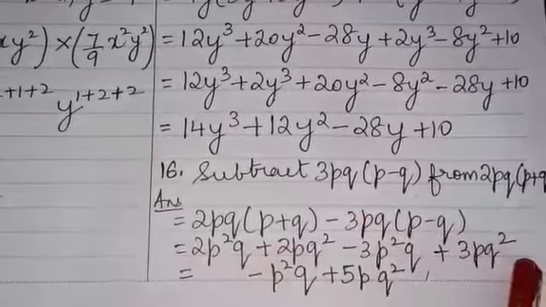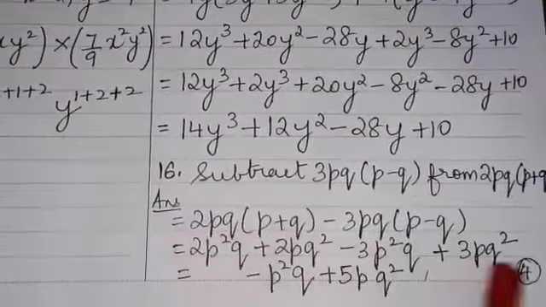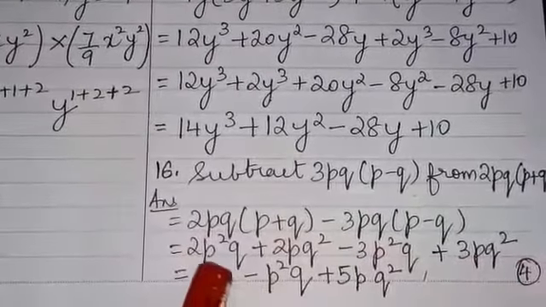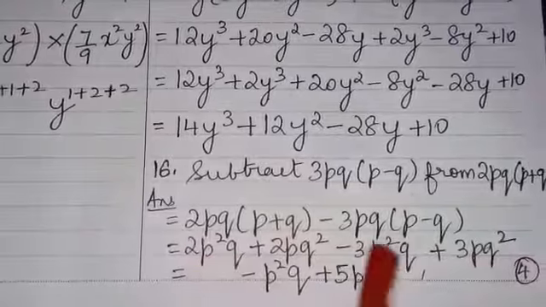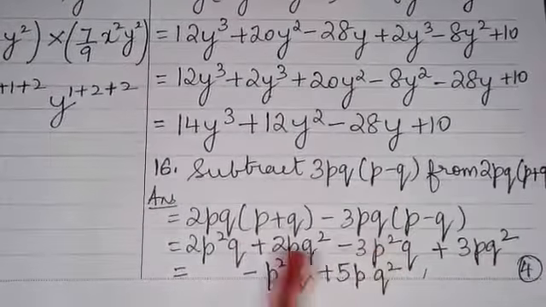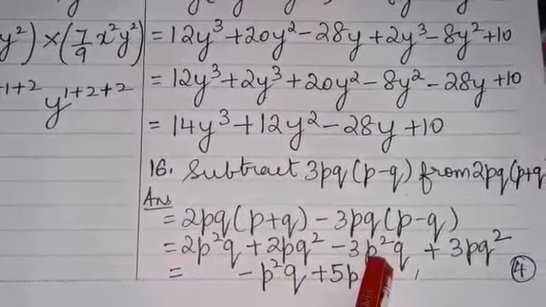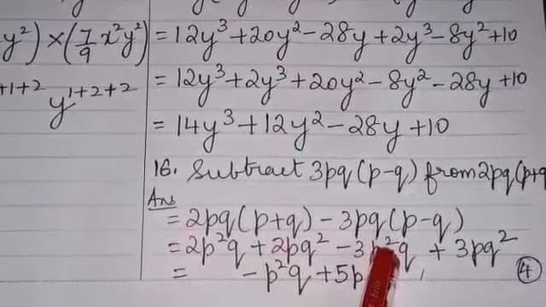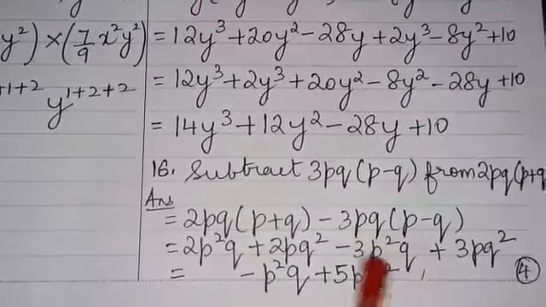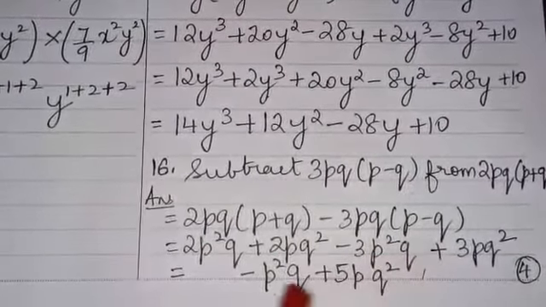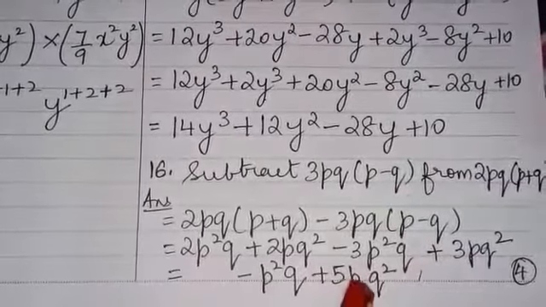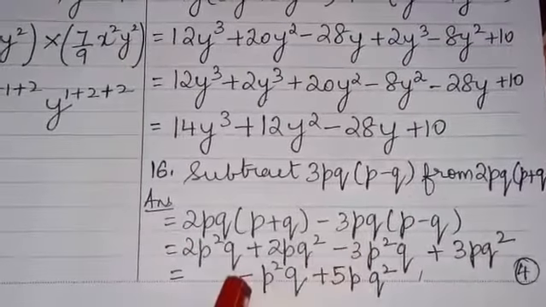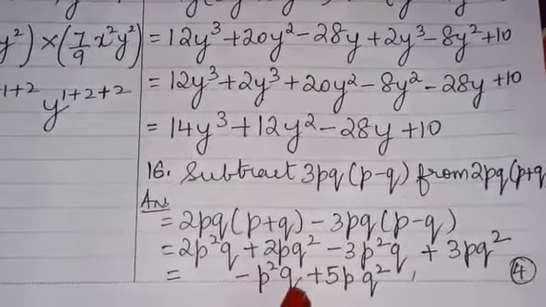So now we have removed the brackets. We need to identify the like terms to proceed. Here we have p square q, and here we have p square q. So they are like terms: 2p square q minus 3p square q. Like terms can be added or subtracted depending on whatever the signs say. So p square q comes as it is. Simplify the numerical coefficients 2 and minus 3. 2 minus 3 is minus 1, or simply minus p square q.